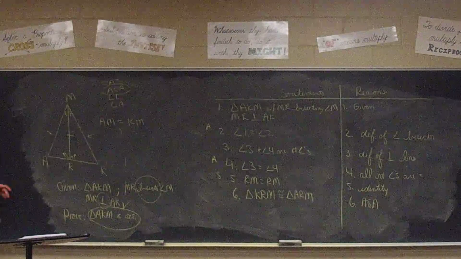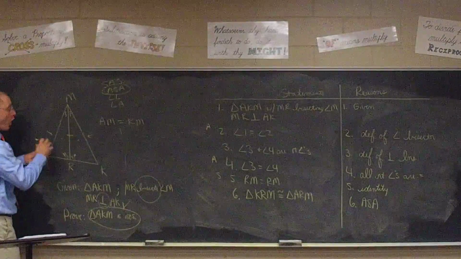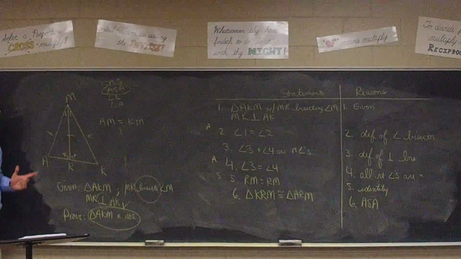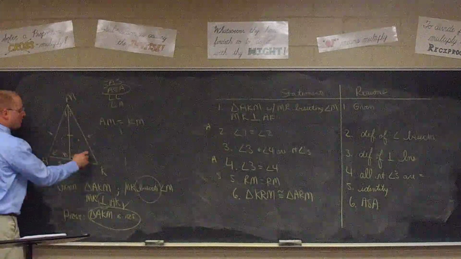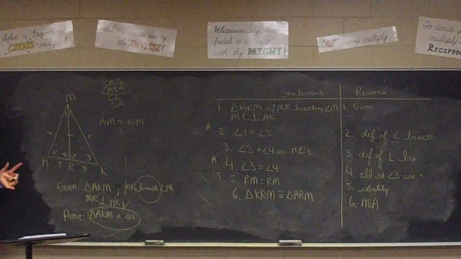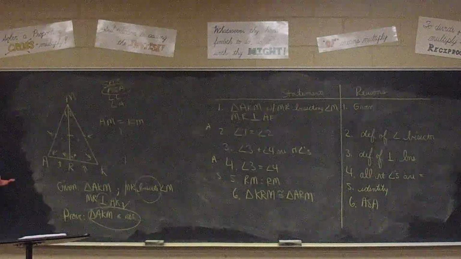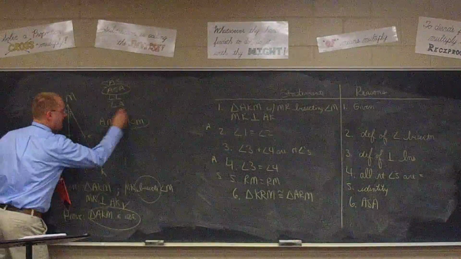Okay, so since these two triangles are congruent, that tells me that all of their corresponding parts have to be equal by CPCTC. Now, there's a lot of corresponding parts. I could get these two angles corresponding, I could get these two sides corresponding. But of all the corresponding parts I could get, the only ones I care about are AM and KM.